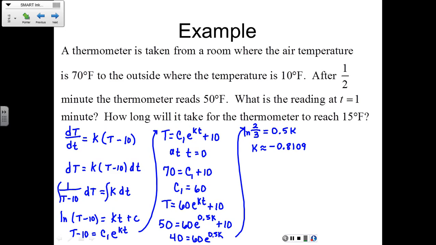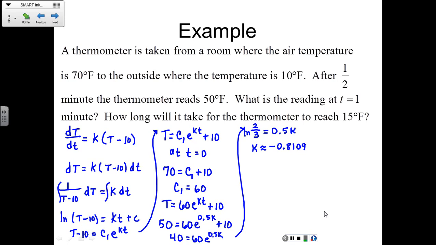I skipped some steps there. Do I need to go back to any of it? Right here, I divided by 60, so 40 over 60 gives me the 2/3. 2/3 equals e to the 0.5 K, so to get rid of the e, I ln both sides.